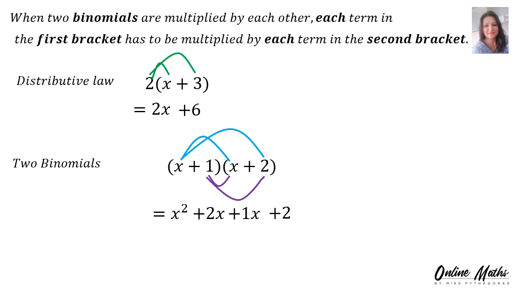And then you cannot stop here because there are two like terms in the middle. You will also add them. So x squared we write down, and then 2x plus x is 3x, and plus 2 we write down.